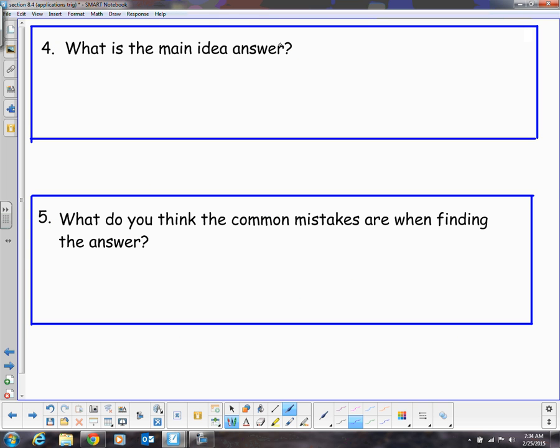And that's where we are to answer the question. So what is the main idea answer? The building is what? 101 feet. Is 101 point, what do you say? 97 feet tall.